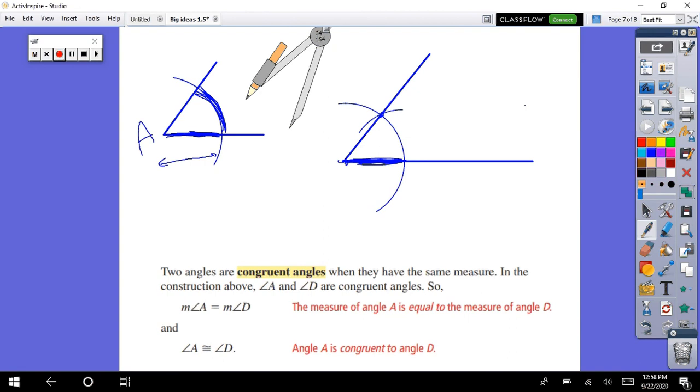We call this angle A, this angle D. Then the congruent symbol can be applied here and here. And also you could say angle A is congruent to angle D. That is an angle symbol, not a C.